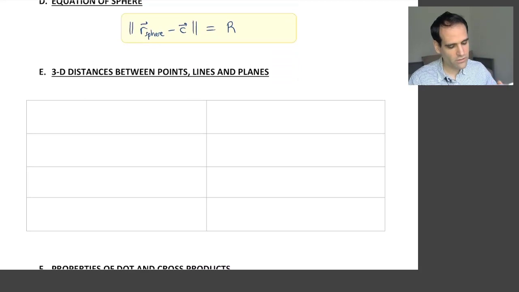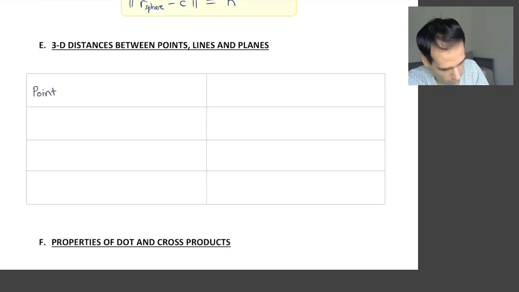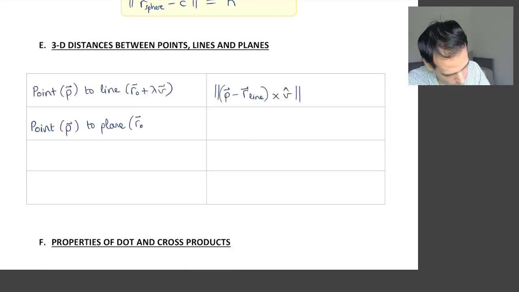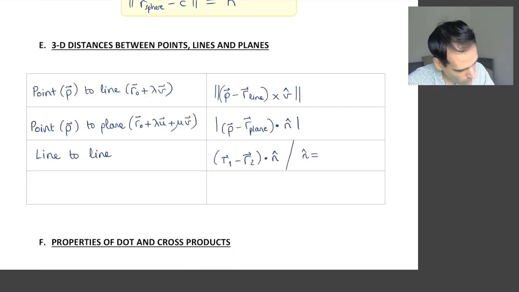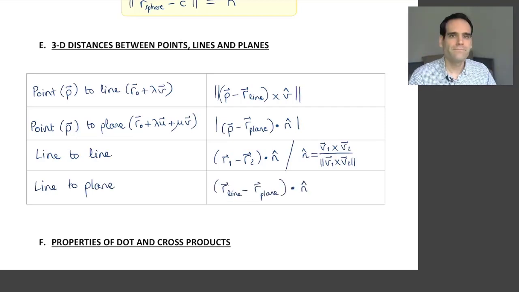And finally, you also saw a table of different equations for calculating distances between lines and planes and between planes. So let me again fill it up very quickly in fast forward mode. Okay, so these are the equations.